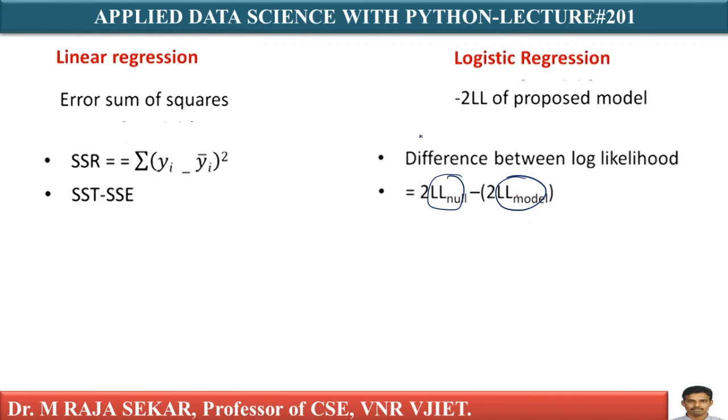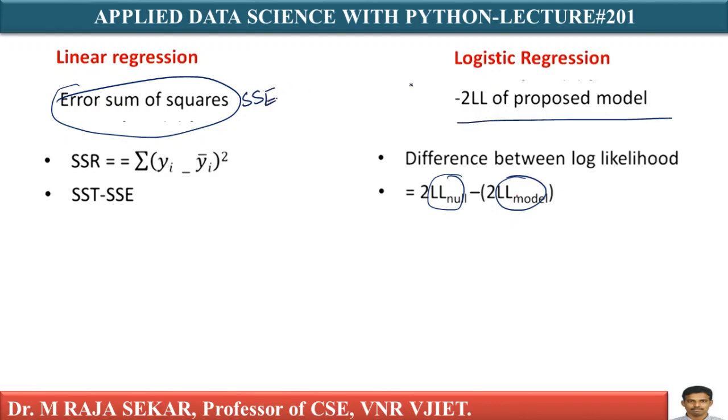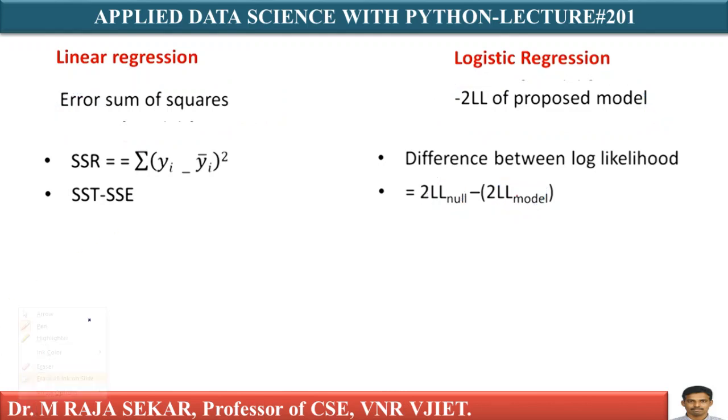In linear regression we say SSE; in logistic regression, it is minus 2LL of the proposed model. If your SSE is lesser, the model is good. If your minus 2LL of the proposed model is less, that model is good. This is about model comparison.